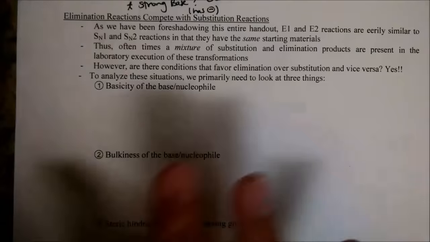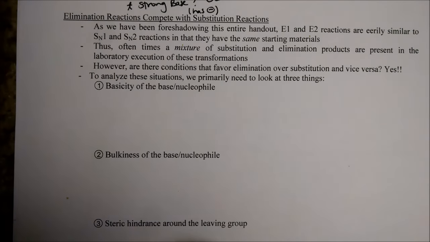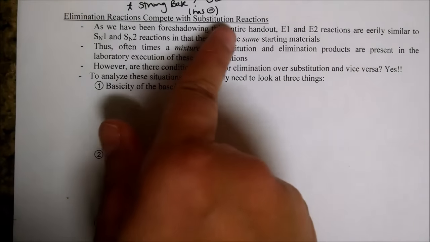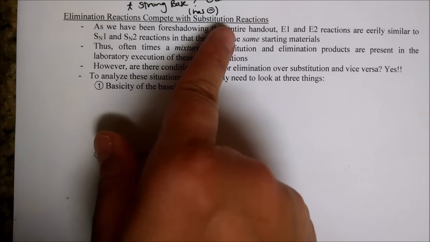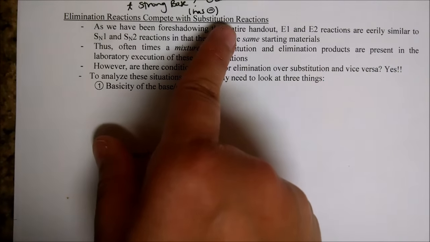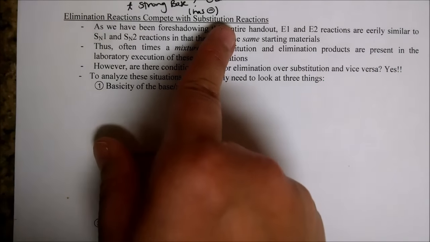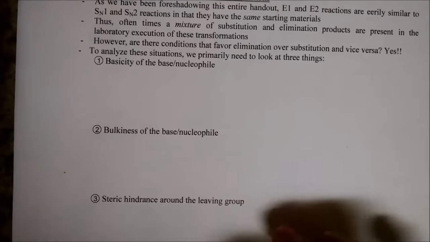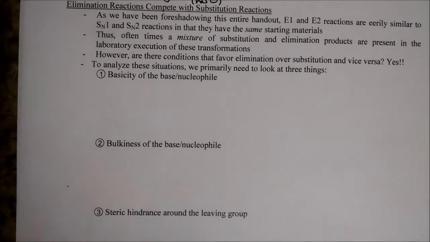Okay? And it's come up multiple times in lecture, and I've been alluding to it this whole handout, and that's the fact that elimination reactions compete with substitution reactions. They have the same starting materials, just instead of a nucleophile, we have a base. And so how can we figure out which one it's going to be? Let's save this topic for Monday, because I think this will be worth a lot of discussion.